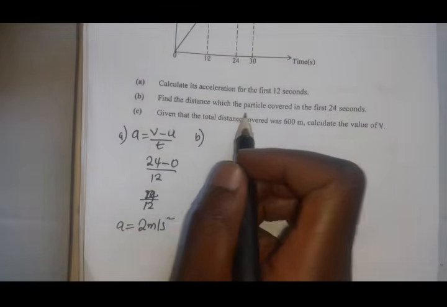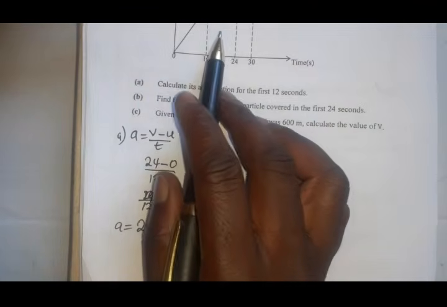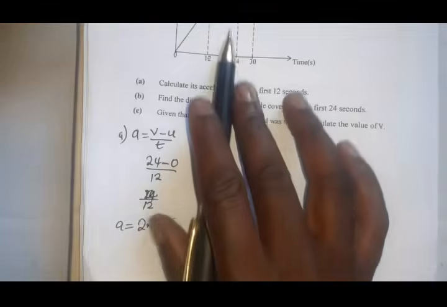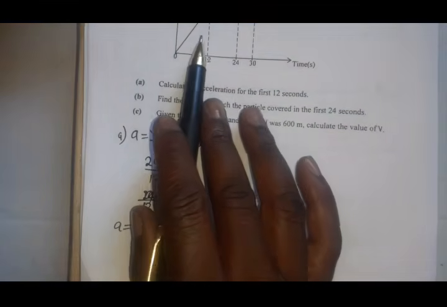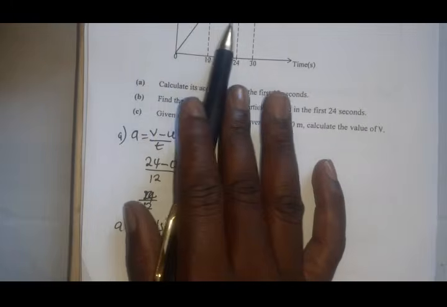Find the distance which the particle covered in the first 24 seconds. When you want to find the distance, it's the same as finding the area under that graph. So we need to find the area of this part here. We can either find the area of this triangle and this rectangle, or we can treat it as a trapezium.